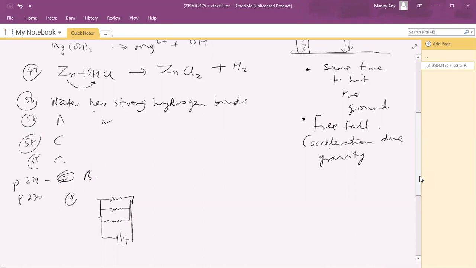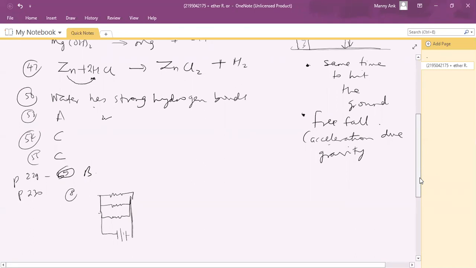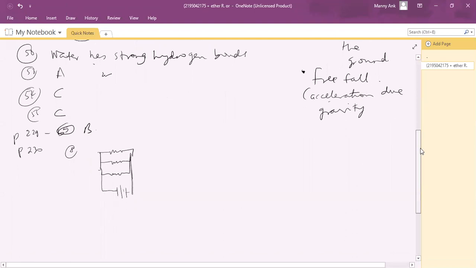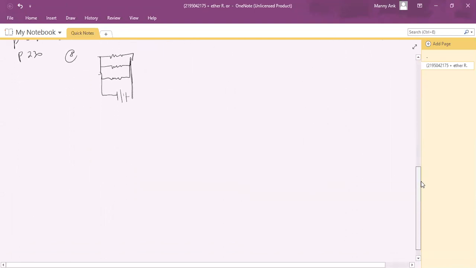Number 10, now you have a graph, right? The following graph shows the motion over 10 seconds. During which time interval did the car travel the greatest distance? 4 to 6 seconds. 4 to 6 seconds, correct. How did you get that? How do you get 4 to 6 seconds?